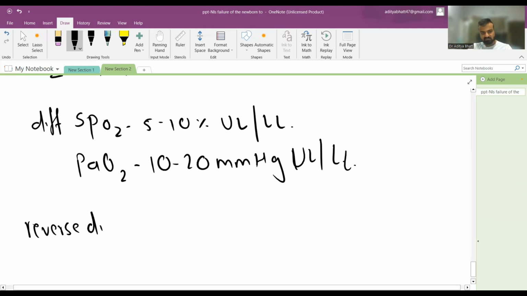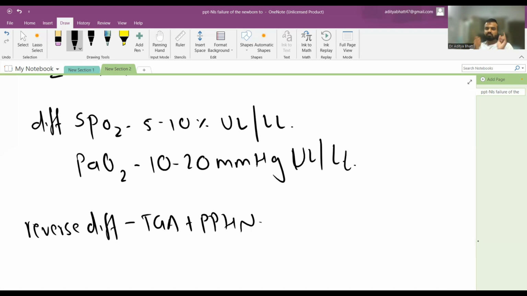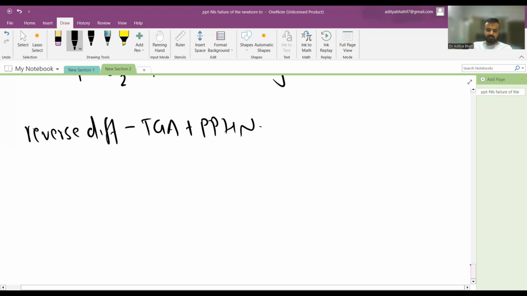Okay. The reverse differential cyanosis may occur when you have TGA with PPHN. Obviously, the circulation is inverted. It occurs in TGA with PPHN. So this is differential cyanosis, and which is very, very commonly seen with PPHN compared to cyanotic heart disease. Okay, so this is very, very important.